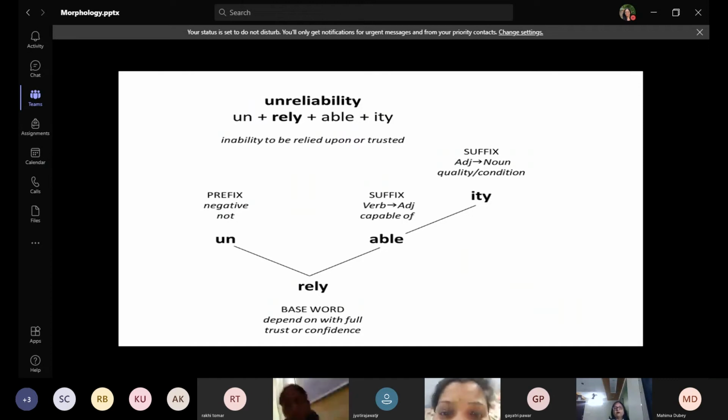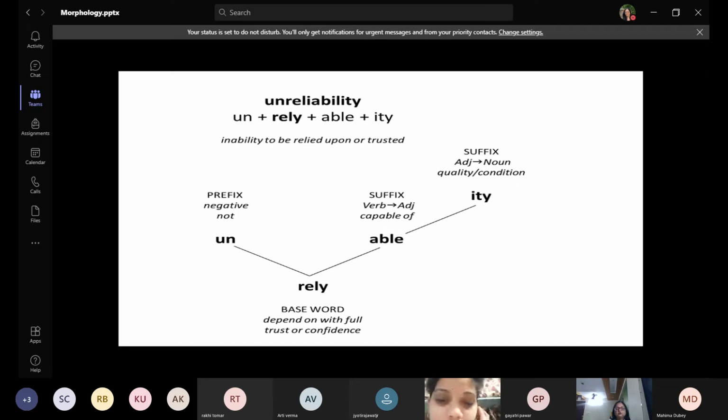सो rely वर्ड के आगे पीछे कितना सब कुछ लिखा जा सकता है और नए नए वर्ड्स फॉर्म कर सकते हैं. Reliable एक वर्ड बन जाएगा, Y हट करके I रिप्लेस हो जाएगा और able के साथ जुड़ जाएगा. आप सबसे नीचे से देखना शुरू करो. ये rely लिखा है बेस वर्ड, depend on with full trust or confidence, that is the meaning of this word. So this is the base word, this is the root word, rely.